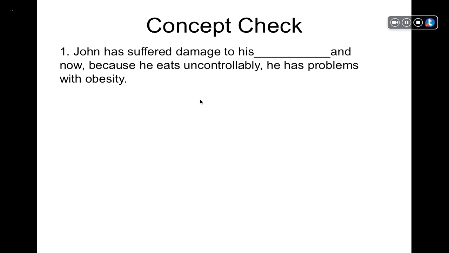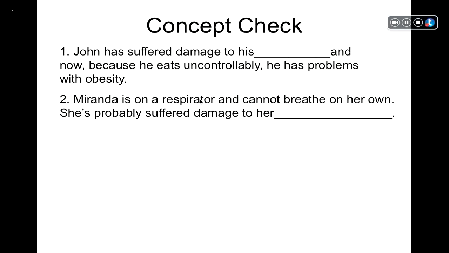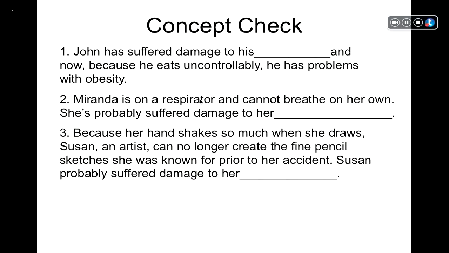Concept check here. John has suffered damage to his blank. And now, because he eats uncontrollably, he has problems with obesity. So we're naming that structure in the brain. The answer is the hypothalamus. Miranda is on a respirator and cannot breathe on her own. She's probably suffered damage to her... Answer is the medulla.